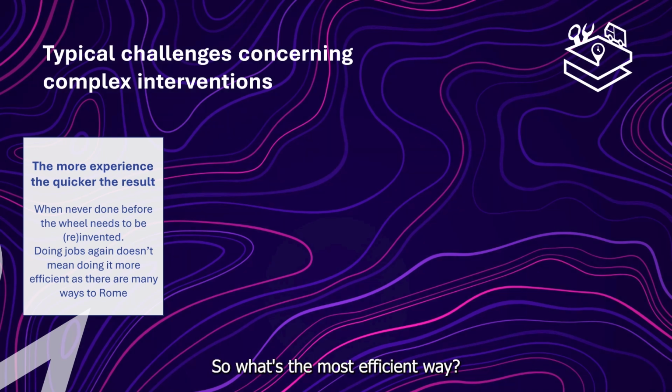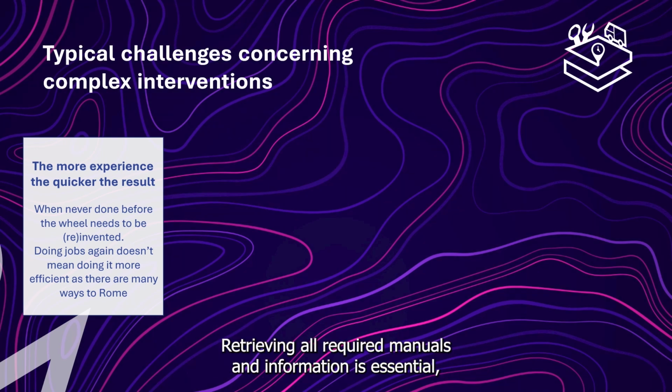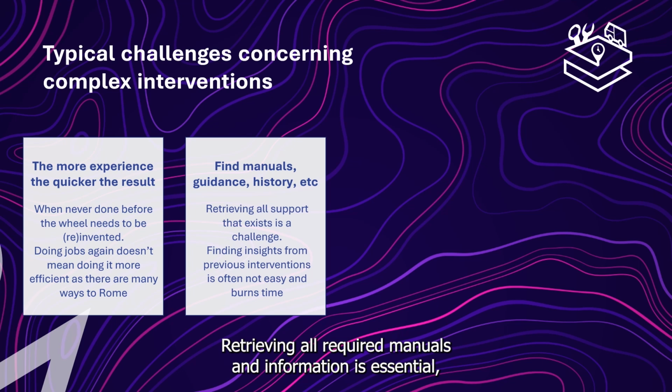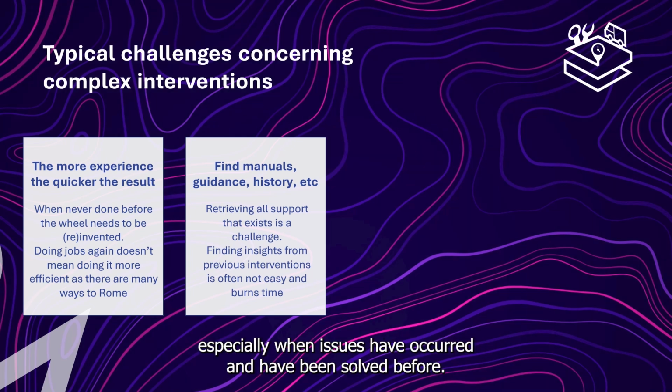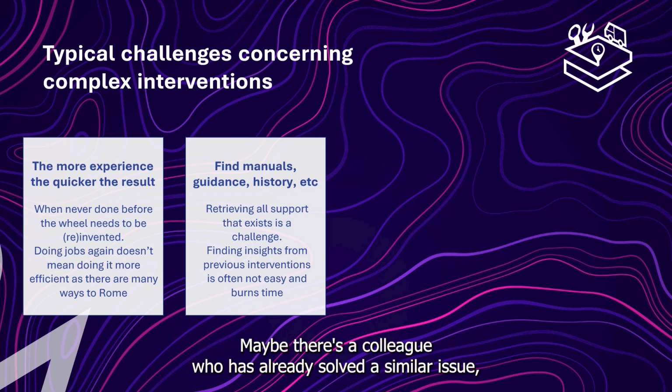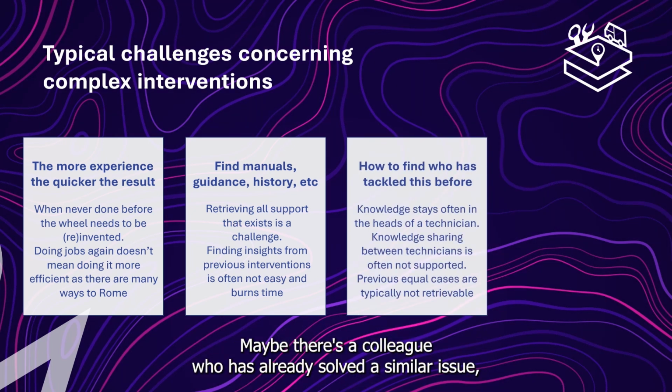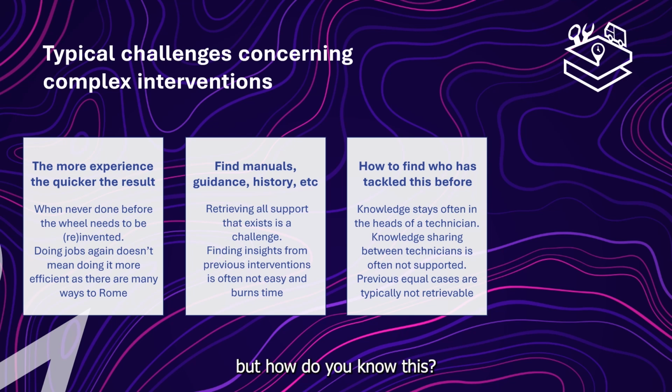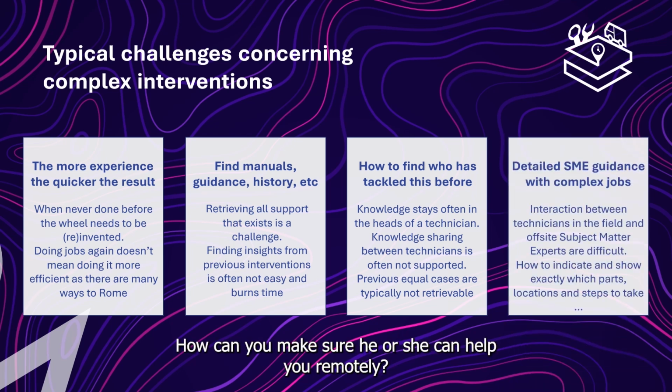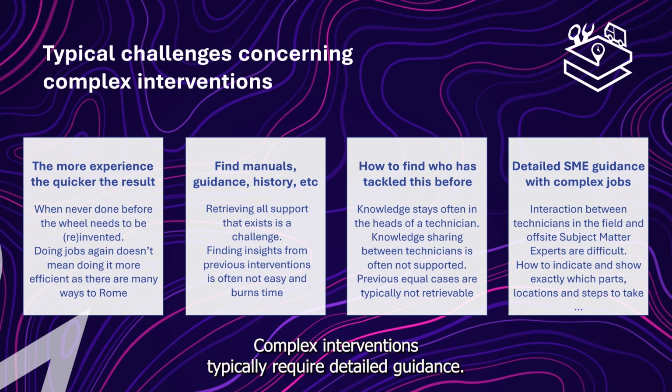So what's the most efficient way? Retrieving all required manuals and information is essential, especially when issues have occurred and have been solved before. Maybe there's a colleague who has already solved a similar issue, but how do you know this? Often, knowledge is not adequately shared within teams. And when the subject matter expert is found, how can you make sure he or she can help you remotely? Complex interventions typically require detailed guidance.